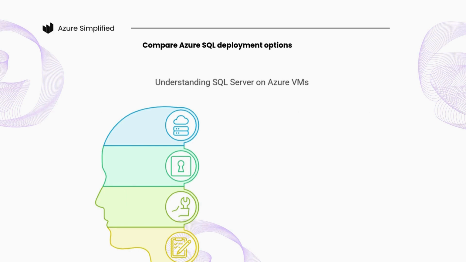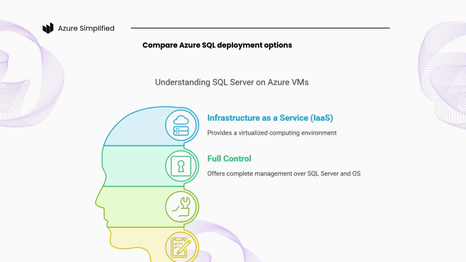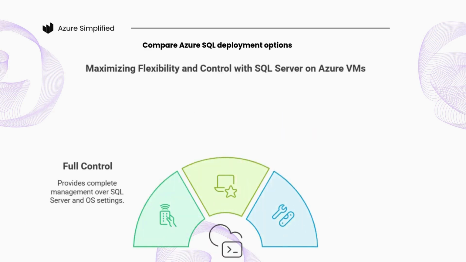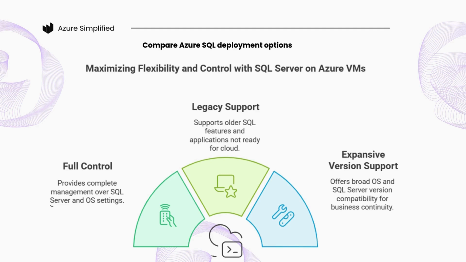SQL Server on Azure Virtual Machines, best for full control and customization. What it is? Infrastructure as a Service, IaaS, where you get full SQL Server and OS control. Unlike the other two options, you are responsible for managing SQL Server updates and the OS. Key benefits: full control over SQL Server and OS, making it ideal for applications requiring custom configurations. Supports legacy SQL features like FILESTREAM, DTC, SSIS, SSRS, and SSAS. Expansive OS and SQL Server version support, meaning businesses can retain old applications that aren't cloud-ready.